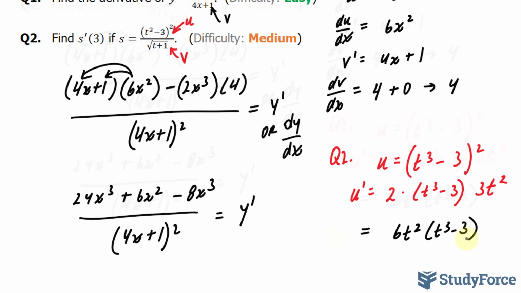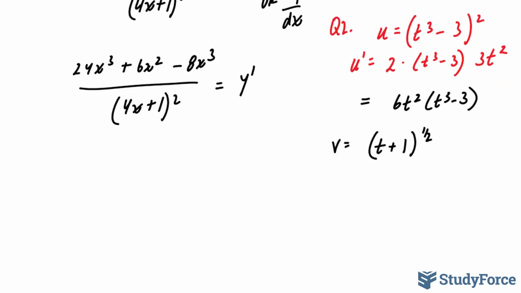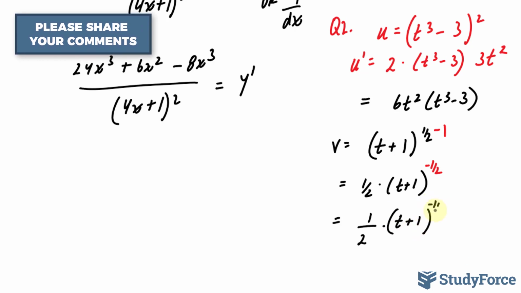Now I need to find the derivative of v. Our v was the square root of t plus 1, or t plus 1 to the power of half. We'll need to use the chain rule for this one as well. Bring that 1 over 2 to the front, multiply it by t plus 1, and we'll be subtracting 1 from half. That gives us negative half. Finding the derivative of this inside part is simple. We use the power rule and it should give us 1. So our final answer is 1 over 2 times t plus 1 to the power of negative half.